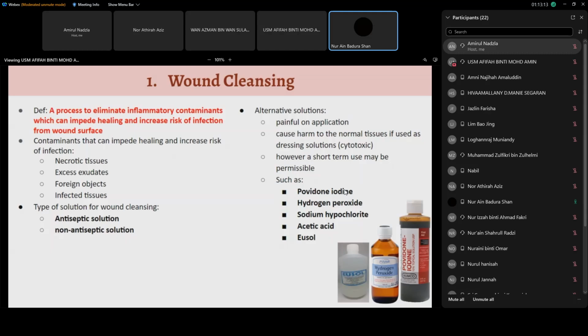For wound cleansing, there are two solutions that we usually use, which are antiseptic solution and non-antiseptic solution. But we also have other alternative solutions like povidone iodine, hydrogen peroxide, sodium hypochlorite, etc. But all these solutions are painful on application and can cause harm to tissues if used as dressing because they have cytotoxic properties. However, short-term use may be permissible.